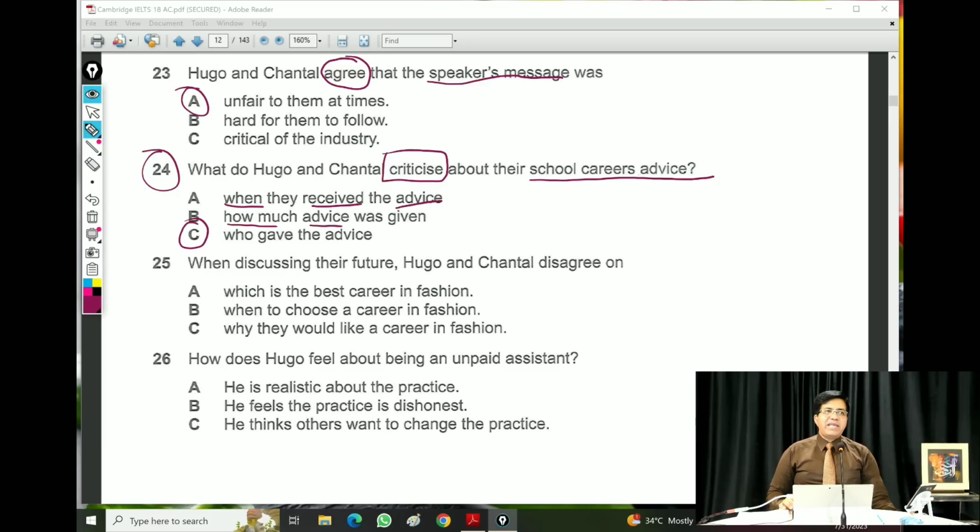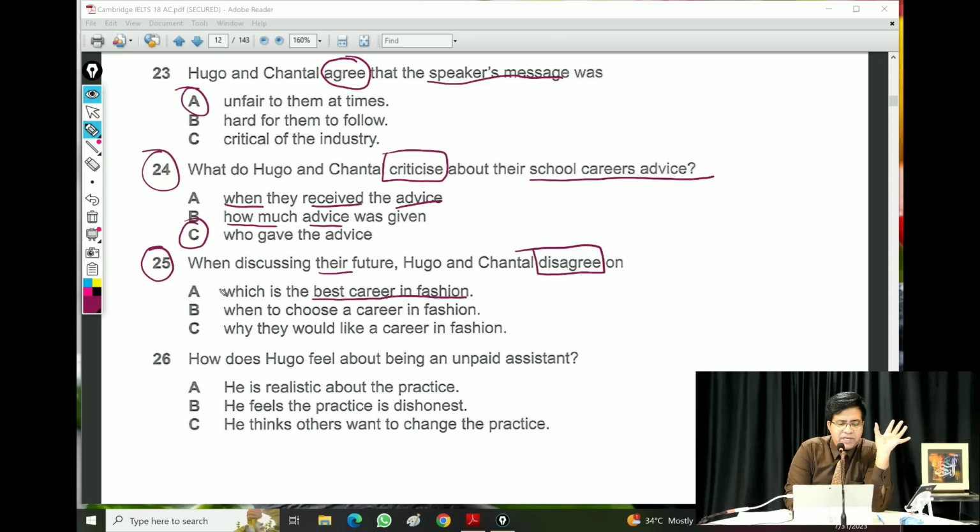Okay, not by experts. So who gave advice? That is what they are criticizing. Question number 25. When discussing their future, Hugo and Chantal disagree on. Now, discussing future and disagree. Best career in fashion design. So they disagree on best career in fashion design. When to choose a career in fashion design?